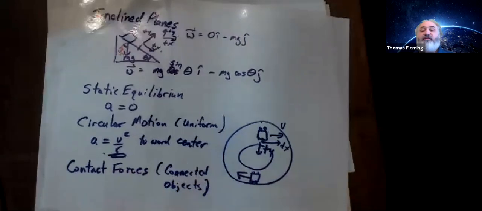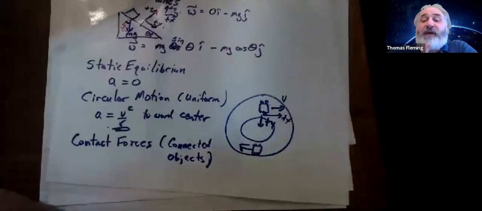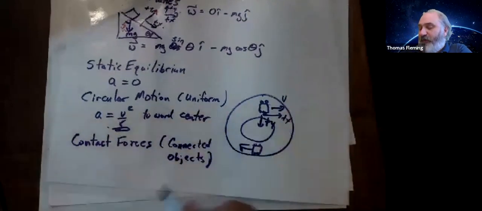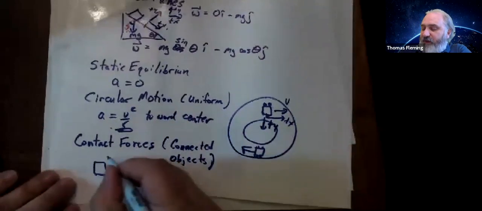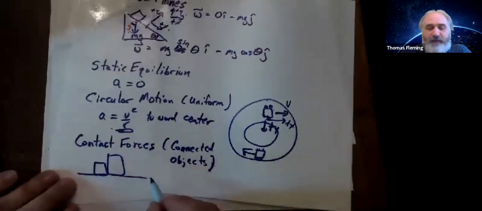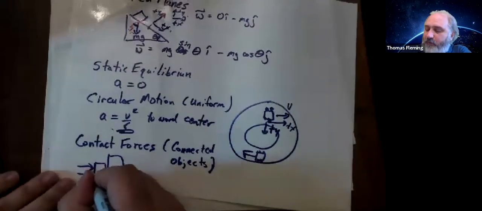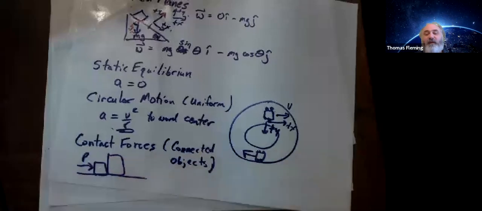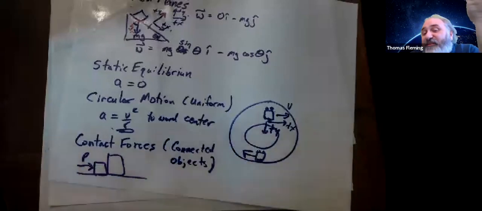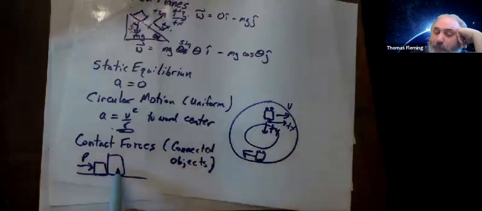Two or more objects that are all interacting with each other at the same time. We did an example in class where I had a box and another box, and the two boxes were touching, and I walked up and pushed the box on the left to the right with some amount of force. When I push that box, it's going to try to accelerate to the right.